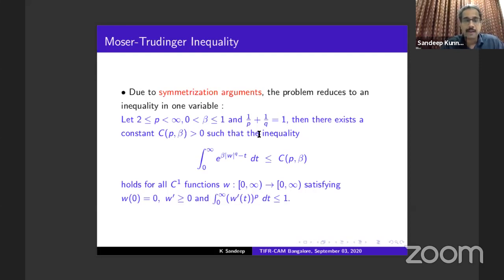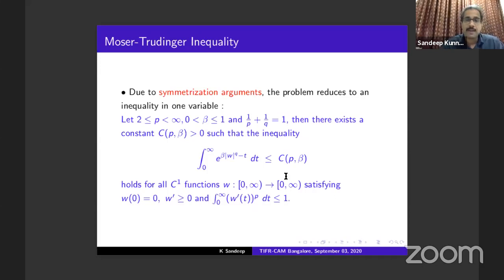So Moser, using a symmetrization argument, reduced the inequality to a one variable inequality, which is as follows: let 2 less than or equal to p less than infinity, 0 less than beta less than or equal to 1, and 1/p plus 1/q is equal to 1. Then there exists a constant which depends only on p and beta, such that this inequality holds for all C1 functions w defined on [0, infinity) to [0, infinity), satisfying w(0) = 0, w'(t) greater than or equal to 0, and the integral from 0 to infinity of w'(t)^p dt is less than or equal to 1.